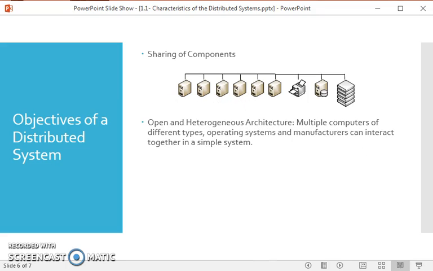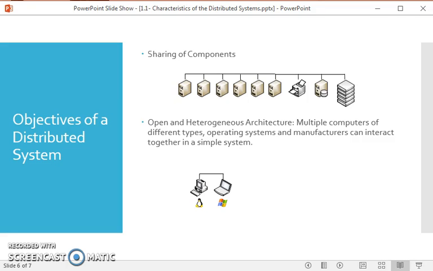Then we have another objective: to have an open and heterogeneous architecture. It means that multiple computers of different types, different operating systems, and different manufacturers can interact together in a simple system just by being connected through a network. So, for example, we may have a computer running a Linux operating system, which then connects to a computer running Windows through a network. So they exchange information, they work together.